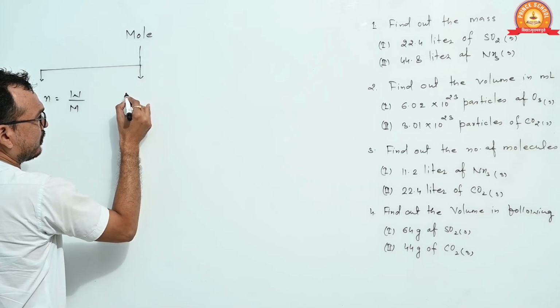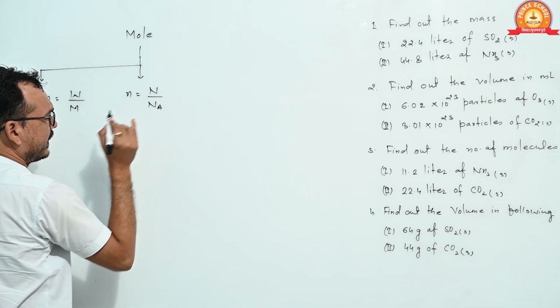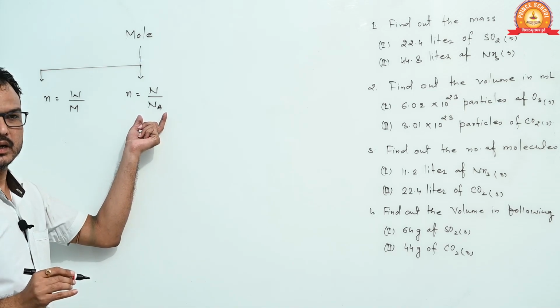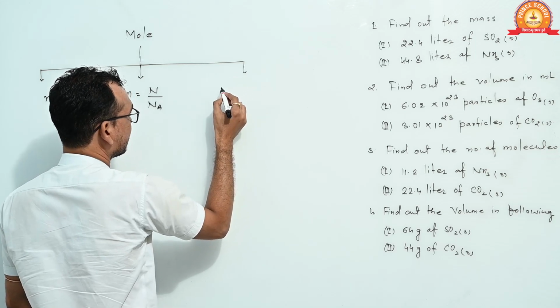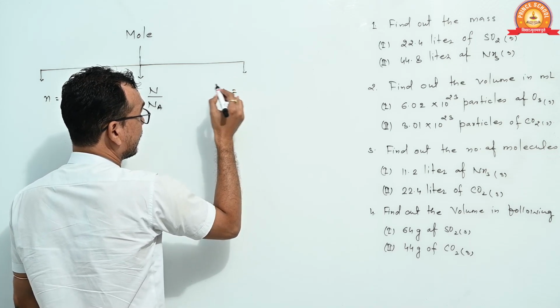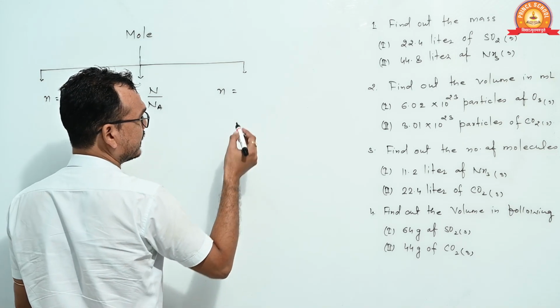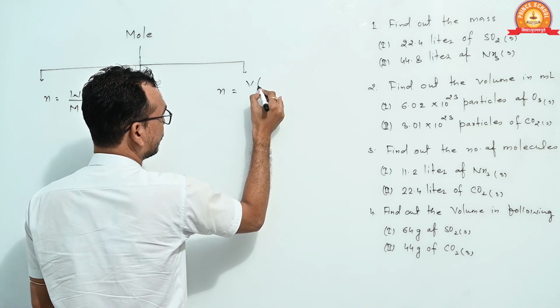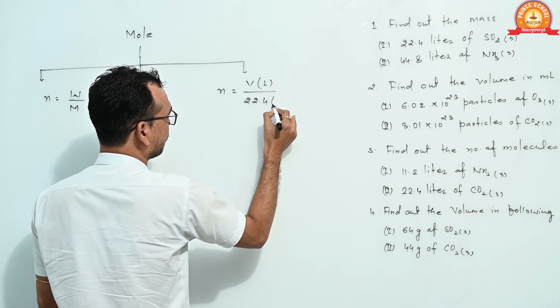If the number of particles is given, then number of particles divided by Na, the Avogadro number, gives the number of moles. And the third type of pattern: the number of moles is calculated, if the volume of gas in liter is given, then volume in liter divided by 22.4 liter.